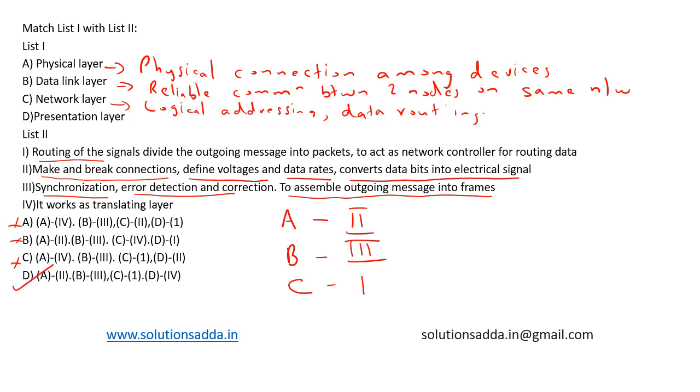Let's see option D, that is presentation layer. Presentation layer ensures data is presented in a format that is meaningful to application layer. It handles encryption, decryption, also compression and translation between different data formats. It can translate and compress across different data formats. So 4, it works as a translating layer, is the correct answer. D can be mapped to 4. So based on the options, option D is the right choice here.